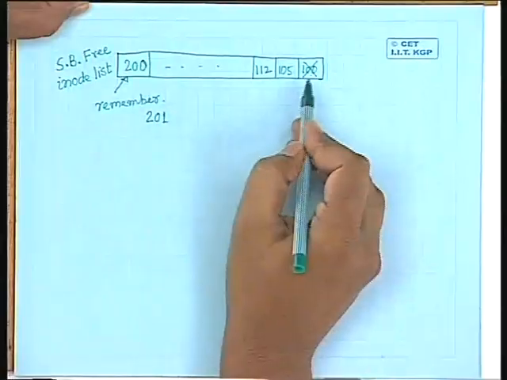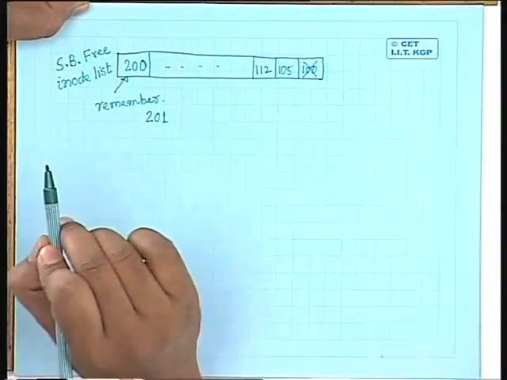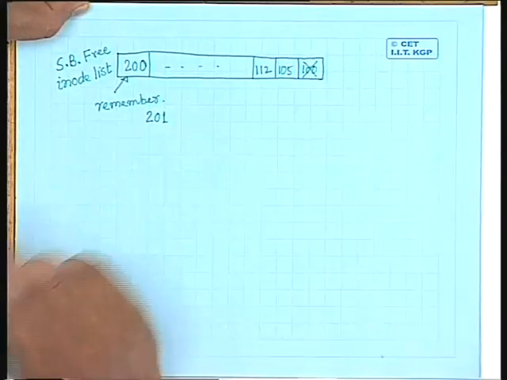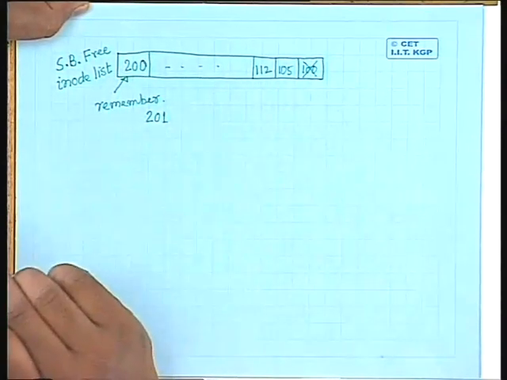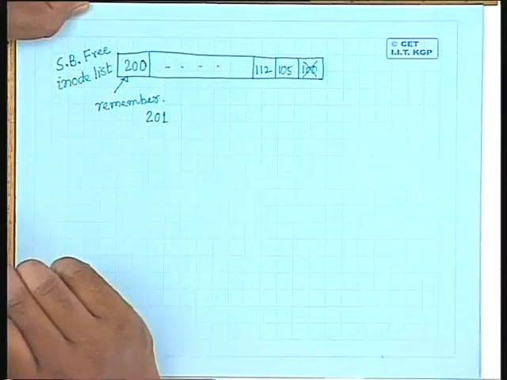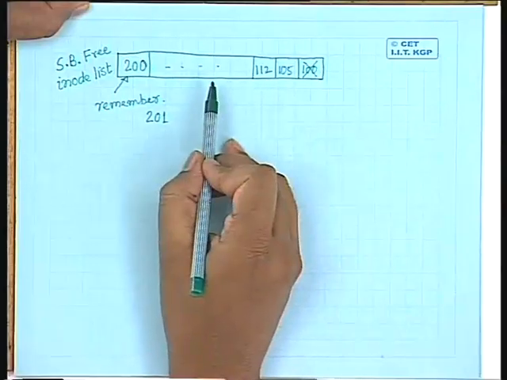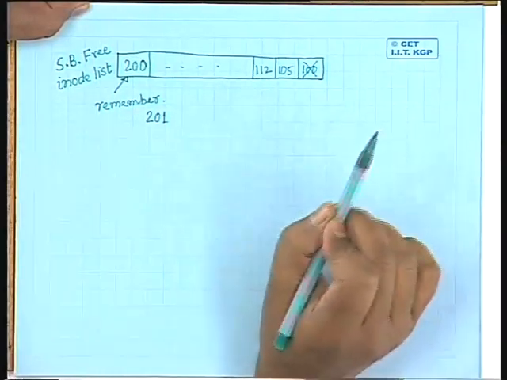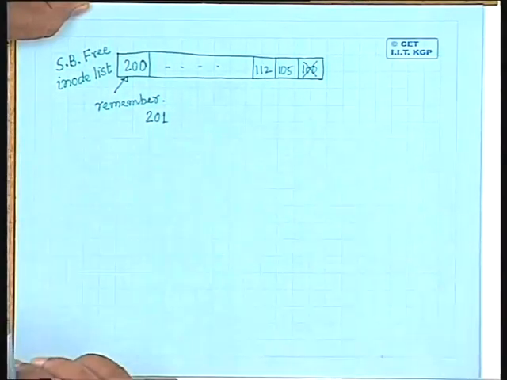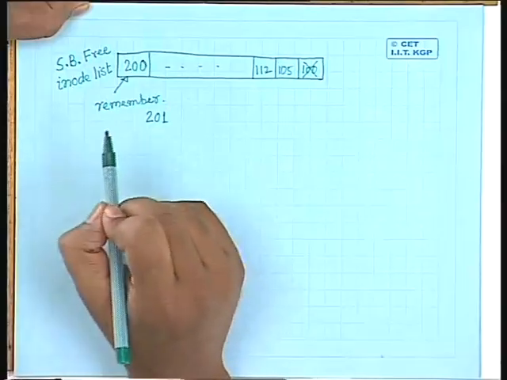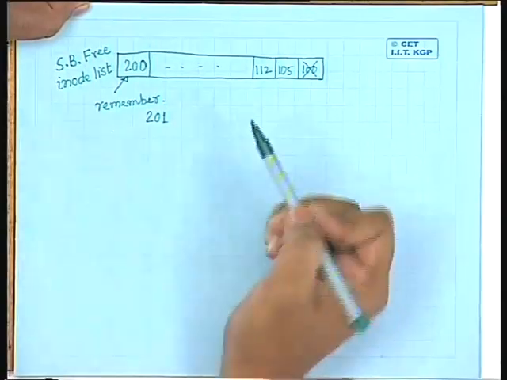So filling up of the superblock free inode list will stop when you find that you don't have any other free inode, or the superblock free inode list is filled up. So at the most I can put 100 inode numbers, or less than that if I don't have a sufficient number of inodes which are unallocated on the file system. This is the way in which the inodes will be allocated to different new files or new directories when they are created.